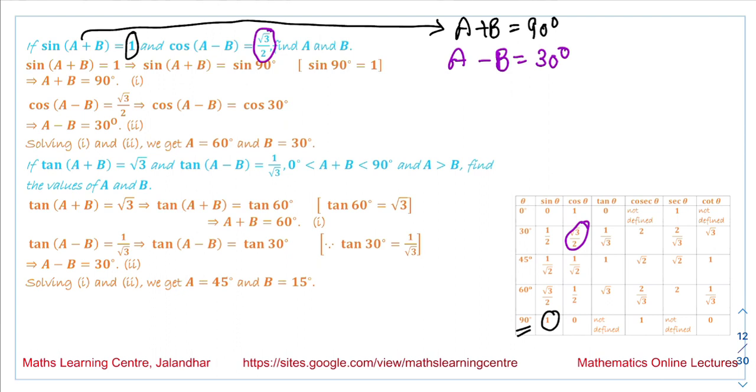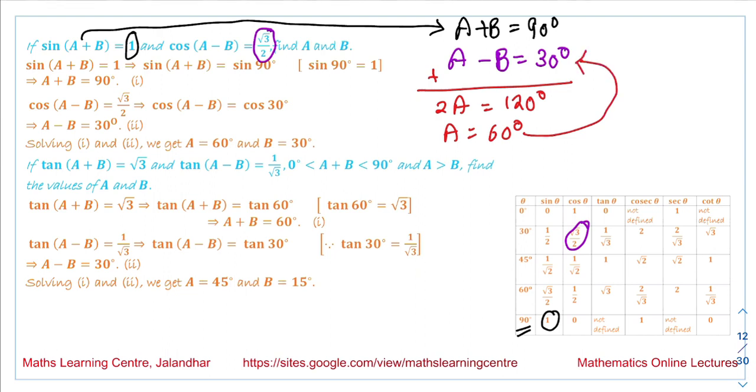On solving these two equations, suppose we add these two equations, we will get 2A equal to 120 degrees. So the value of A we will get is 60 degrees. We substitute this value of A over here and we will get the value of B. We are saying 60 − B is equal to 30 degrees. So the value of B we will obtain is 30 degrees. So for A equal to 60 degrees and B equal to 30 degrees, these two equations will be satisfied.